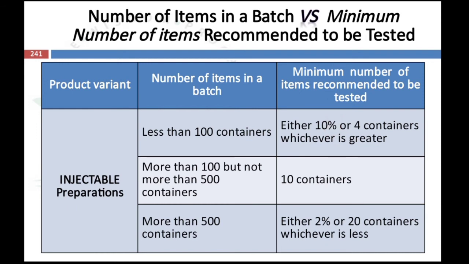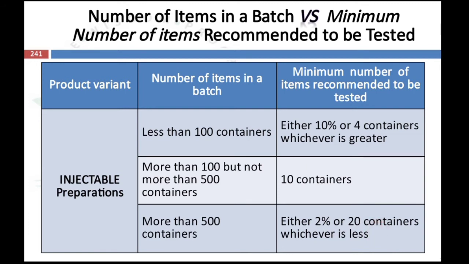If it is 100, we have to take 10% of the 100, that is 10, or 4 containers, so we have to take 10 containers for the sterility testing. So if a batch consists of more than 100 and less than 500, we have to take 10 containers, and if a batch consists of greater than 500, we have to take either 2% or 20 containers, whichever is less.